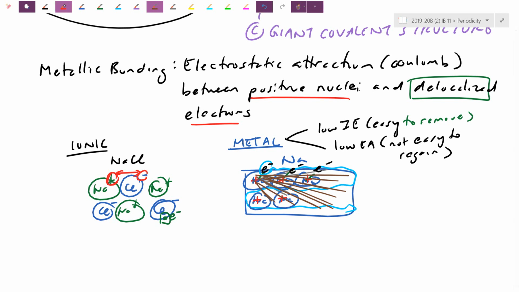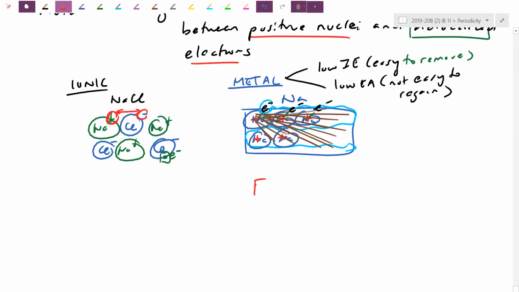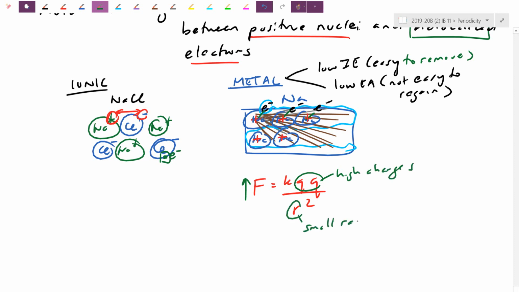That's what's keeping the metal together. At the end of the day, this is a Coulomb attraction. So if you think about F is equal to kQ over r squared, for these positive and negative attractions to interact better, for the atoms to hold themselves together better, we're going to want high charges. Remember, that's proportional to charges, and we're going to want small radius.